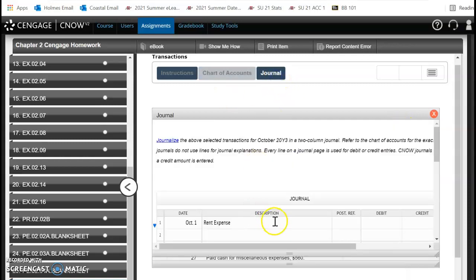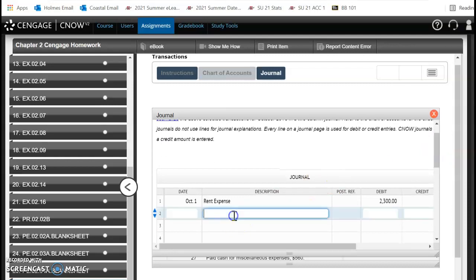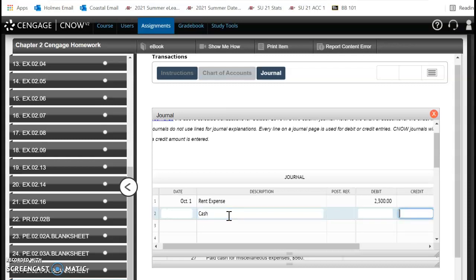Let's go back to our journal. Now it does not tell us that we charged it. It said we paid it. So we pay with cash. Cash is an asset, and assets increase with the debit, but our asset cash is going down, so we want to decrease cash with a credit.